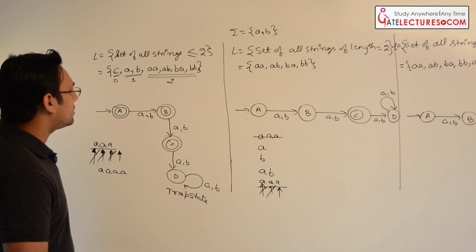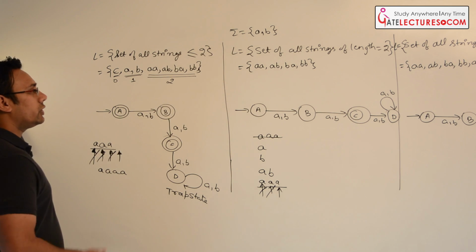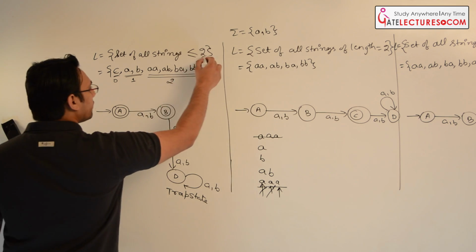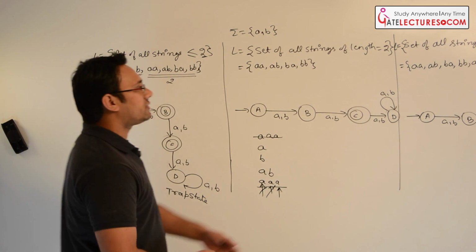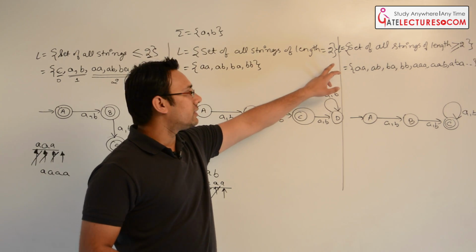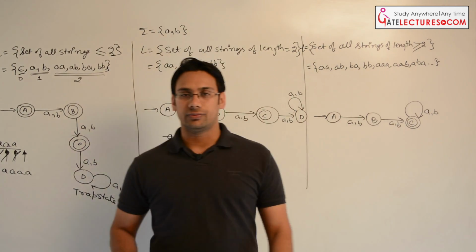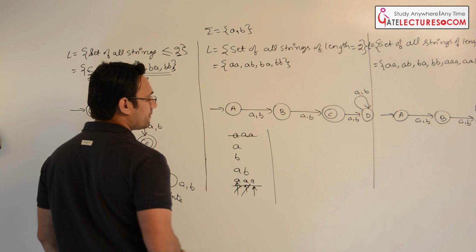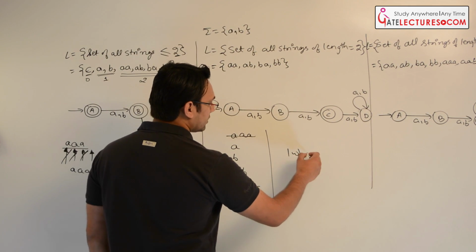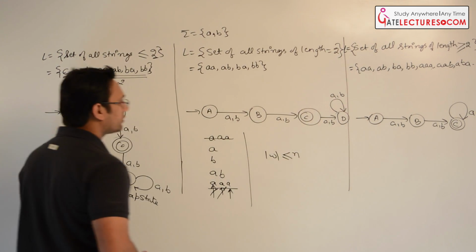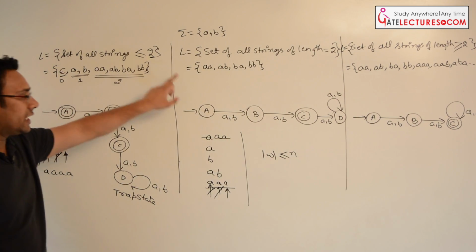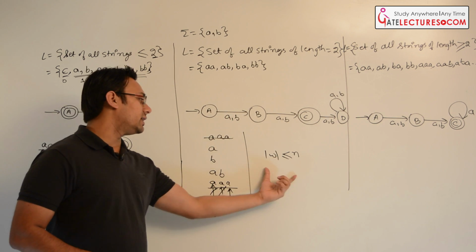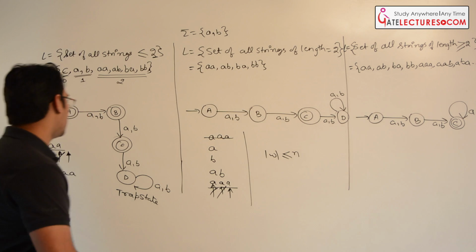Okay. Now let us see these three diagrams. What do you understand from these diagrams? If you see here, the string of length less than or equal to 2, string of length exactly 2, string of length greater than or equal to 2. Now if I say in general, if we have strings of length less than or equal to n, this is a string of length less than or equal to 2. If we have a string of length less than or equal to n, then how many states will be required in such a DFA?